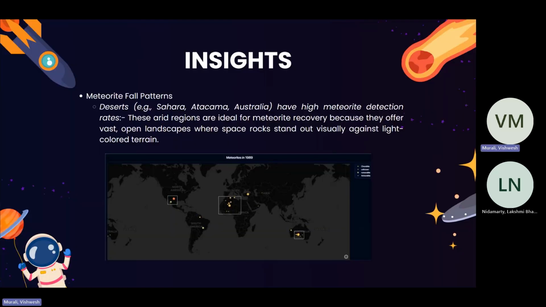Next, I'll be talking about the key insights we were able to find from the visualizations. As you can see, deserts like Sahara, Atacama, and Australia showed high meteorite detection rates. These arid regions turned out to be ideal for recovery, mainly because the space rocks visually stood out against the light colored terrain, and the open landscapes made searching easier. As here in the geospatial map, the size of the bubble represents the mass of the meteorite.